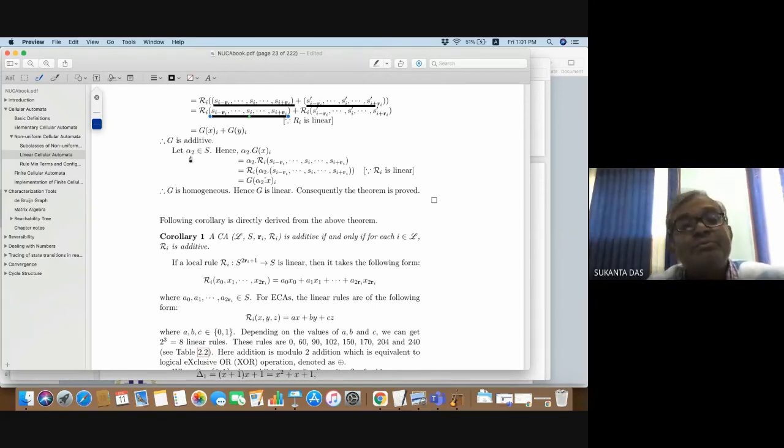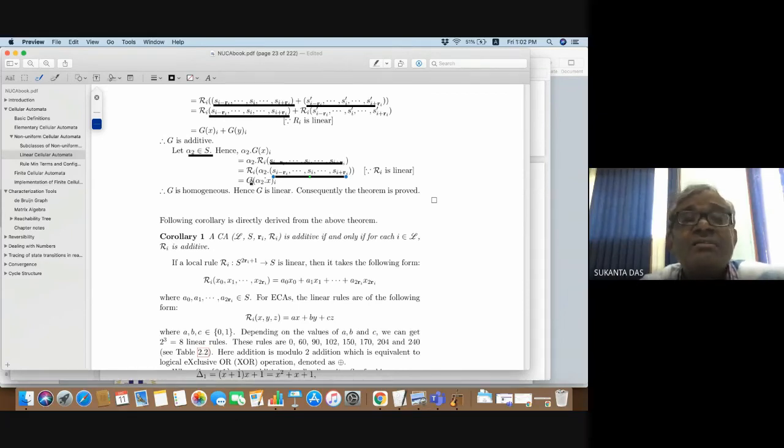Similarly, we can prove this in a similar way. Alpha 2 into G(x) equals alpha 2 into R_i of this one. Then since R_i is linear, from that I can write R_i of alpha 2 into this one, and so G into alpha 2 into x_i. So it's homogeneous of degree 1, right? And this completes the proof.